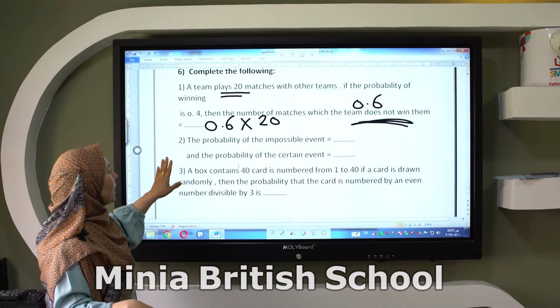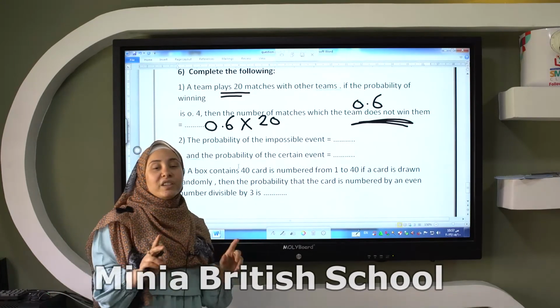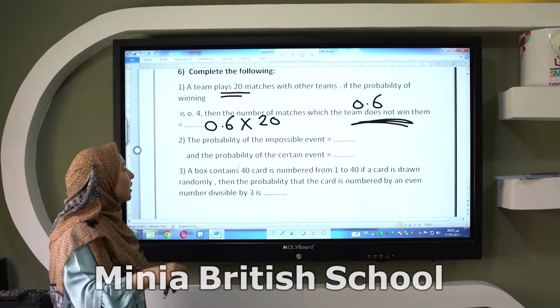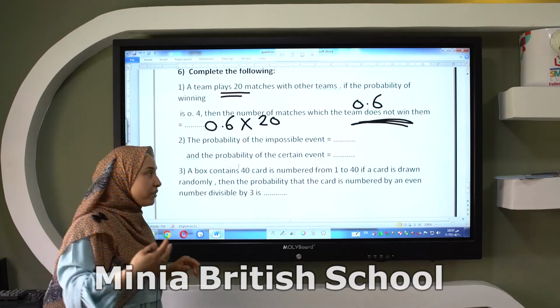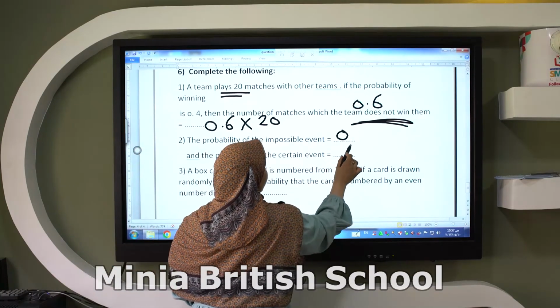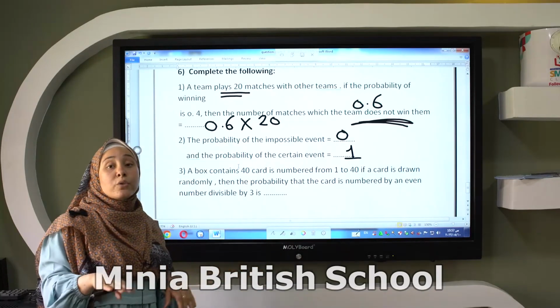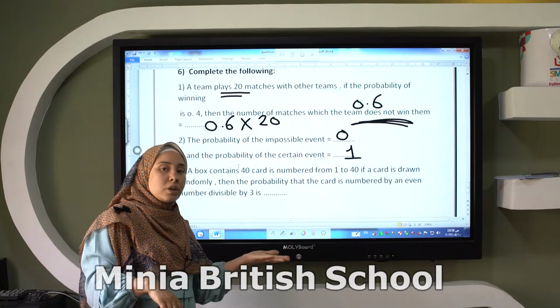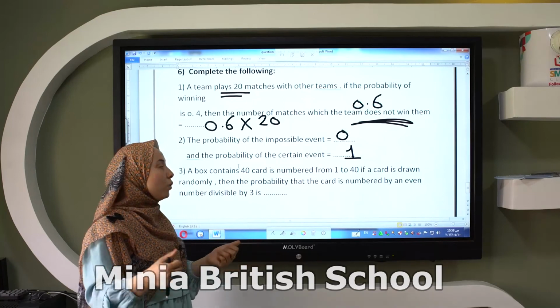Number 2, the probability of the impossible event equals 0. Good. And the certain event or sure event equals 1. So here 0 and here 1. And the probability for any event is greater than or equal to 0 and less than or equal to 1.